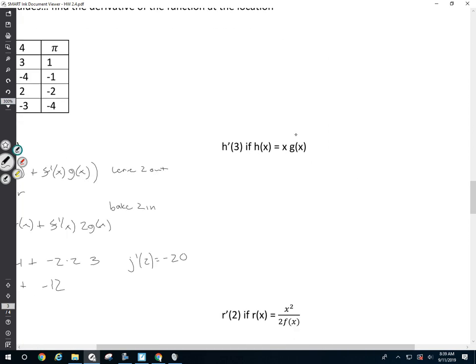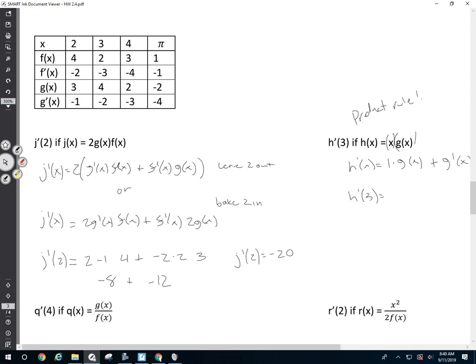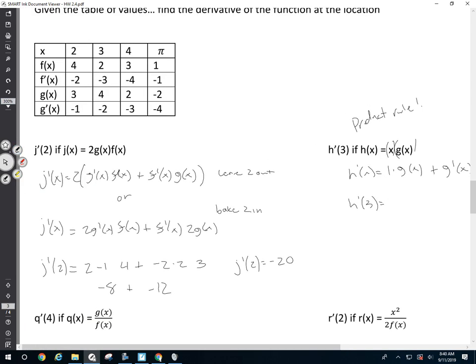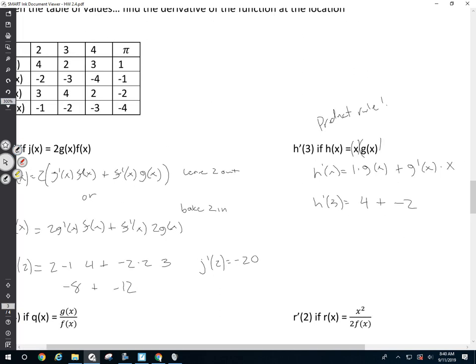H prime of 3, if h of x is x times g of x, product, use the product rule. Derivative of the first times the second, plus derivative of the second times the first, plugging in 3. I get 1 times g of 3. G of 3 is 4, plus g prime of 3. G prime of 3 is negative 2 times x. You're plugging in 3 wherever you see x. So this turns into 3. It is 4 plus negative 6, which is negative 2.